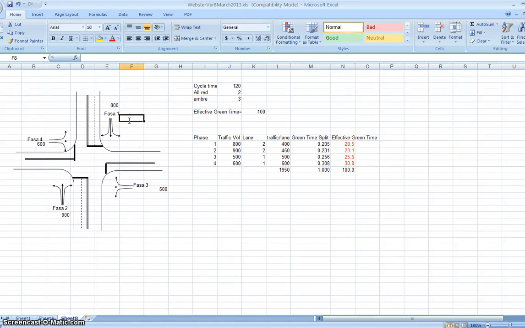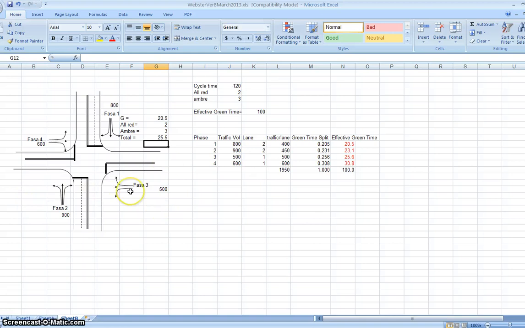So the phase one green time equal to this one, and all red equal to 2 second, and amber time equal to 3 second. So total time for phase one is this one, so we have 25.5 second for phase one. And so we can calculate for phase two also the same thing.